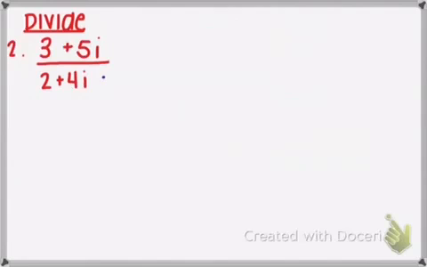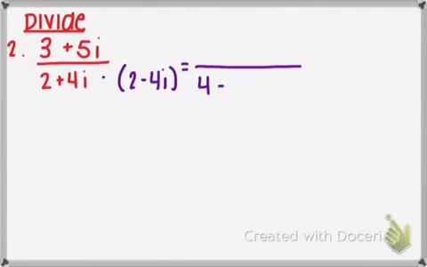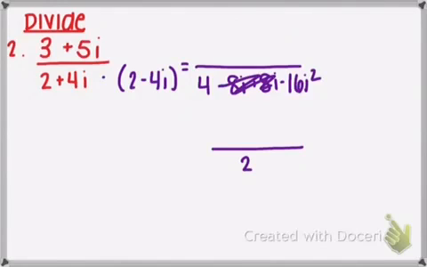So number 2, we do the same. We multiply by the conjugate, which would be 2 minus 4i, changing the sign in the middle. And then you FOIL on the bottom, so it'd be 2 times 2 giving you 4, 2 times negative 4i giving you negative 8i, 4i times 2, which would be positive 8i, and 4i times negative 4i giving you negative 16i squared. The negative 8i and the positive 8i would cancel out, and the negative 16i squared would become positive, so it'd be 4 plus 16 giving you 20 on the bottom.